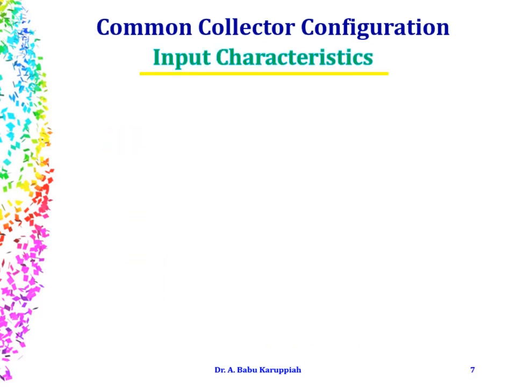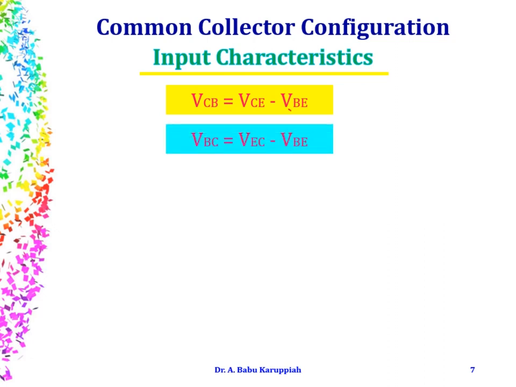We will try to get the input characteristics of common collector configuration using the equations. This equation we have already seen in our previous video lectures. Please do refer to understand how we obtain this equation. We take this equation and we try to bring it for common collector configuration. VCB now becomes VBC because this denotes the common terminal. VCE becomes VEC, the common terminal, when VBE is kept as such. So on rearrangement, we get this equation. VEC minus VBC would become VBE.